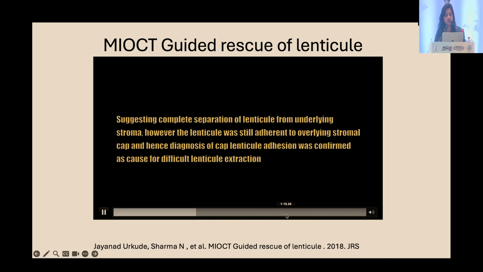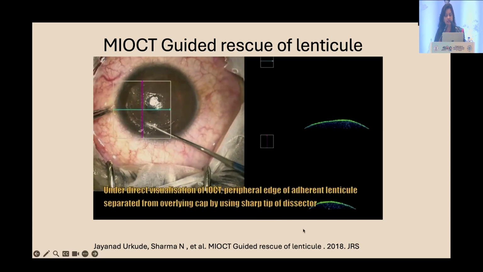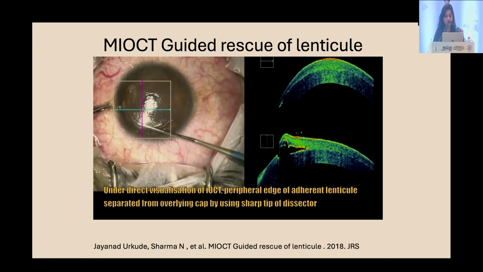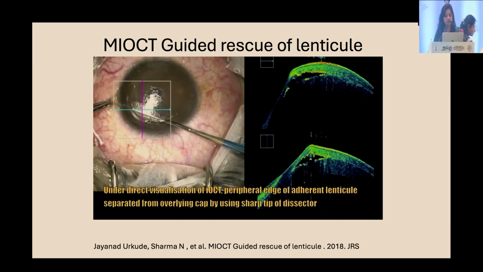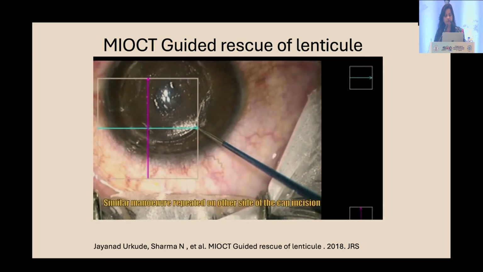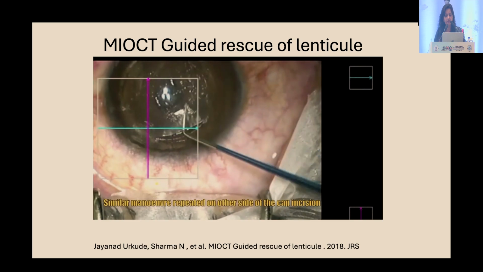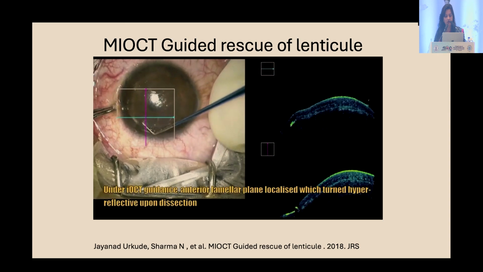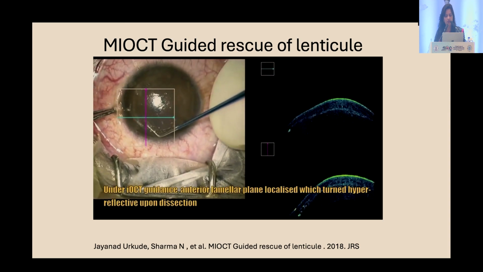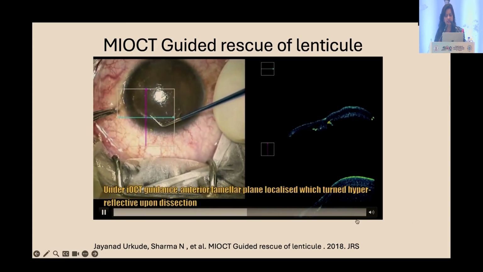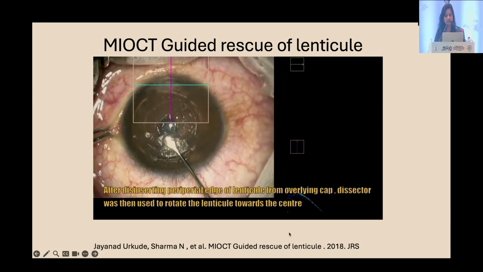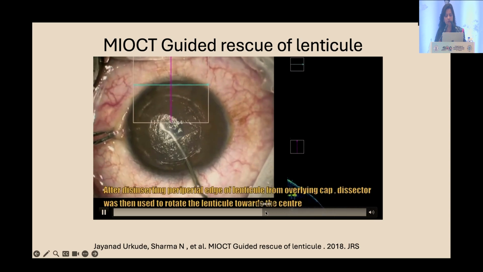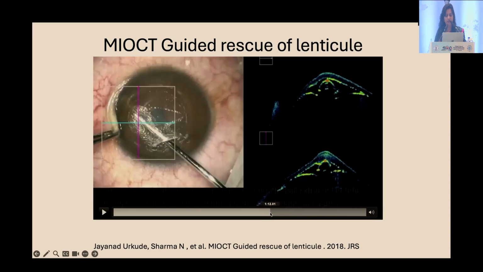The part which is highly reflective will tell you that this part has already been separated, and under direct visualization of the intraop OCT microscope the peripheral edge of the adherent lenticule is separated, and then subsequently it does become easier. Also, if it gets difficult, on the IOCT itself you can see the hyperreflective area upon dissection, and this can delineate the planes of dissection in a much more quantifiable manner.